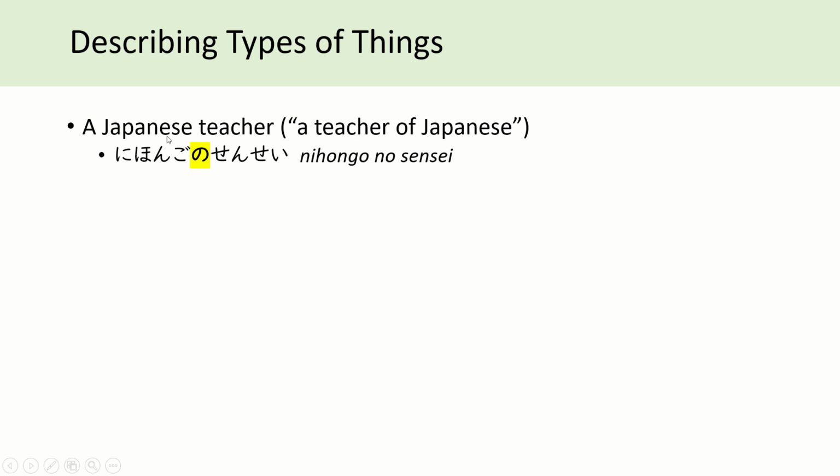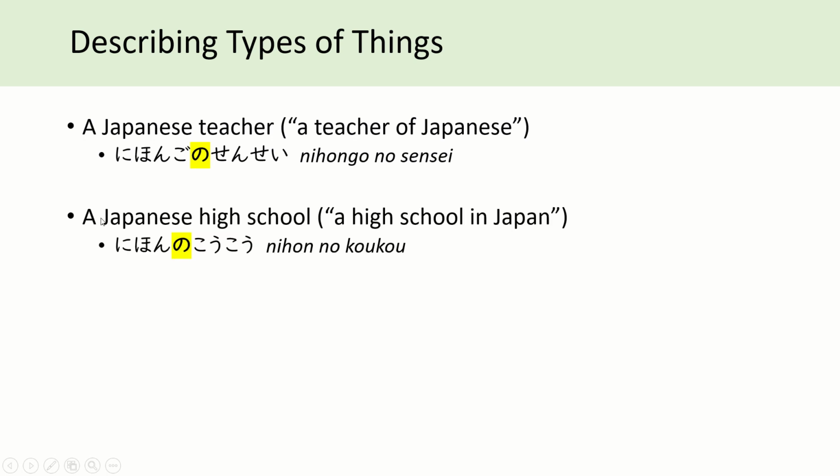Now notice we have Japanese. We can sometimes say things like a Japanese high school, but when we in English say Japanese high school and Japanese teacher, in this case, it's a teacher of the Japanese language, but we don't mean it is a Japanese language high school. We mean that it is a high school in Japan, right? So in this case, we don't say Nihongo no, we just say Nihon no. Nihon no koukou is how I say a Japanese high school. But still the same grammar, right?